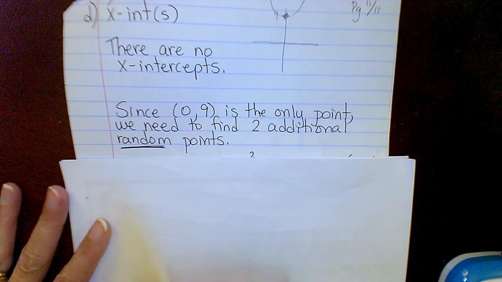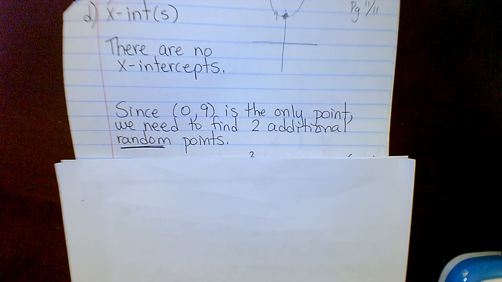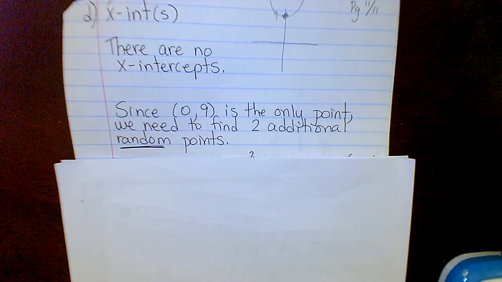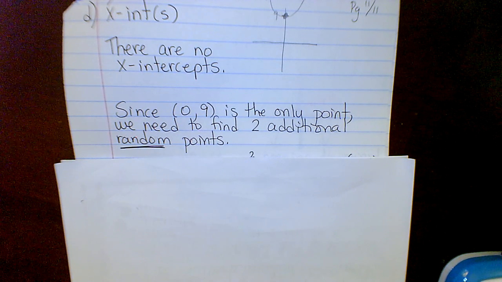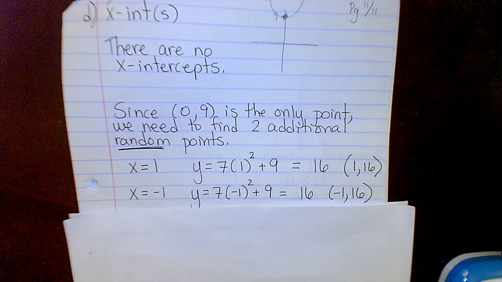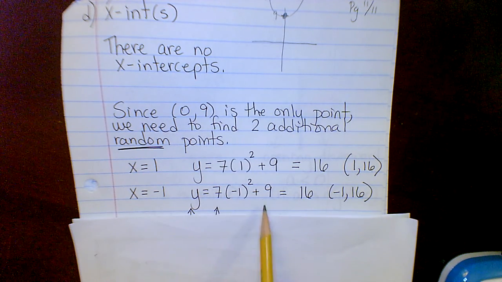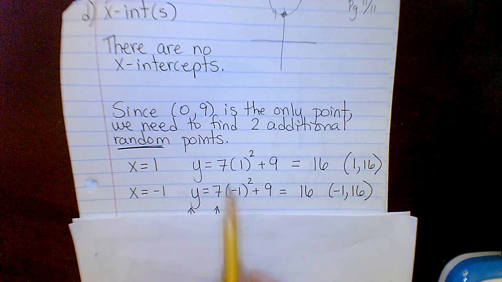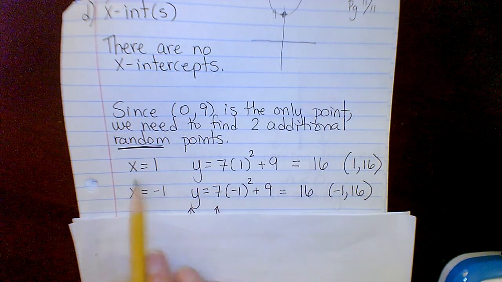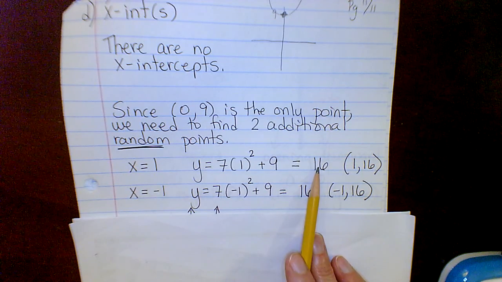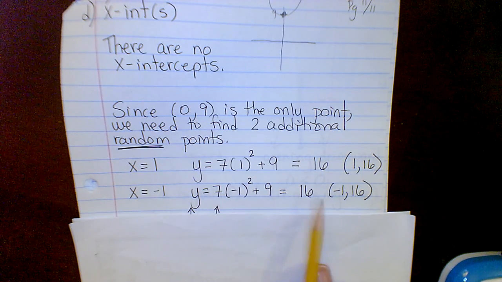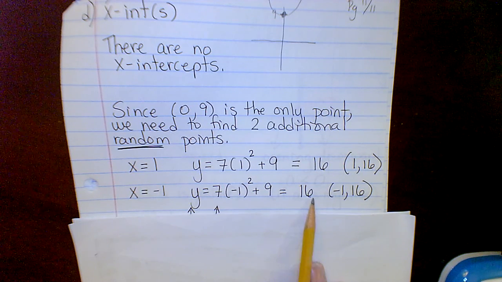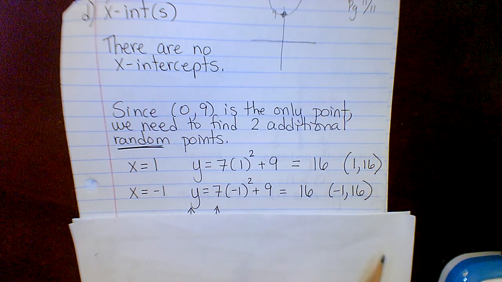So, random being the key word here. Pick any number you want. I just chose 1 and -1. And plug those into the original function there. So plugging in 1, I got 16. So that gives me the point 1, 16. Plugging in -1, I got 16, which gave me the point -1, 16.